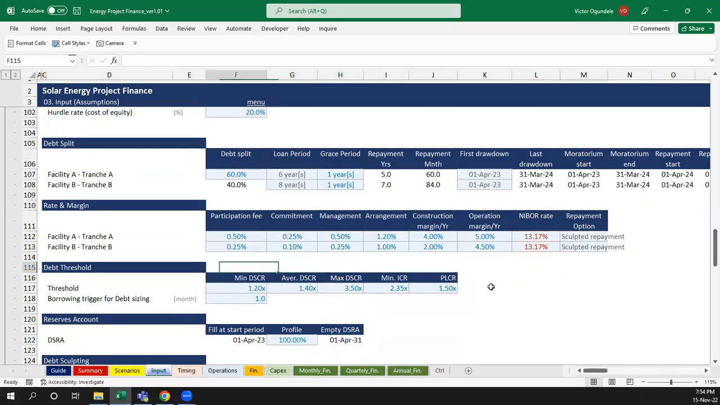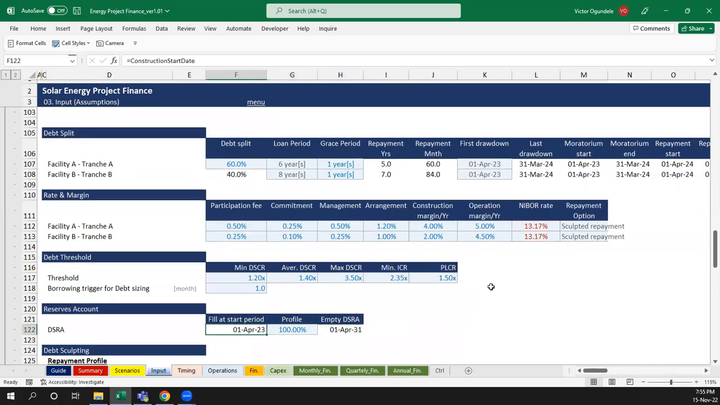Then your thresholds: minimum DSR, average debt service coverage ratio, the minimum interest coverage ratio, and your project lifetime coverage ratio. Then for the DSR accounts, definitely you need to fill your DSR account. What the debt service reserve account is saying is that the lenders want to be sure that yes, you can meet your debt service obligation.